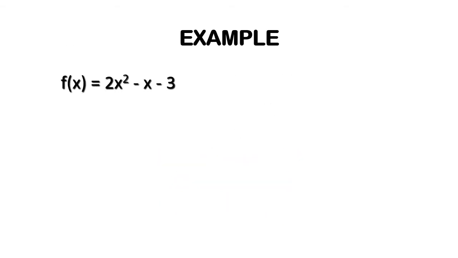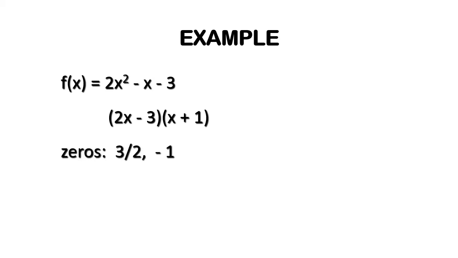Another example: f of x equals 2x to the power 2 minus x minus 3. By making this factorized form equal to 0, 2x minus 3 equals 0 and x plus 1 equals 0. So our zeros will be 3 over 2 and negative 1.